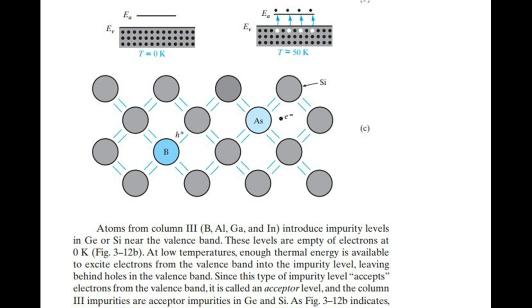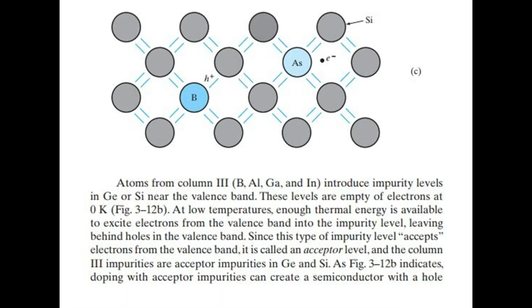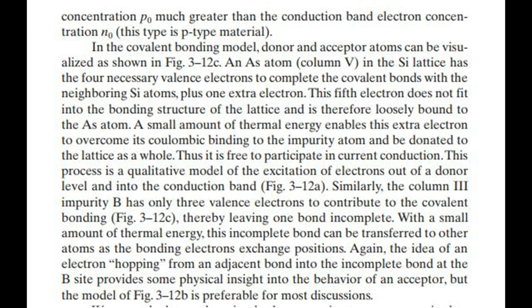As Fig 3.12b indicates, doping with acceptor impurities can create a semiconductor with a hole concentration p0 much greater than the conduction band electron concentration n0. This type is p-type material. In the covalent bonding model, donor and acceptor atoms can be visualized as shown in Fig 3.12c.